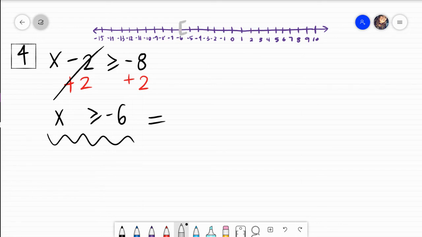Got a bracket on negative 6, and it doesn't tell me another value. So that means I imply it goes on and on and on forever. Because it's going on forever in the positive direction, that means that my value can approach infinity. You can never equal infinity. That means you use your parenthesis.